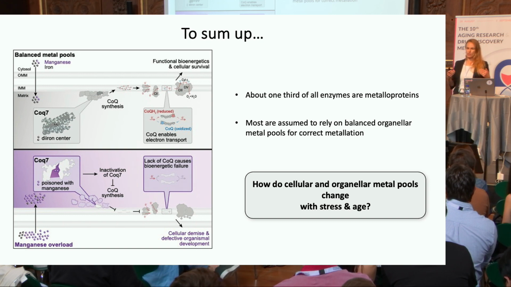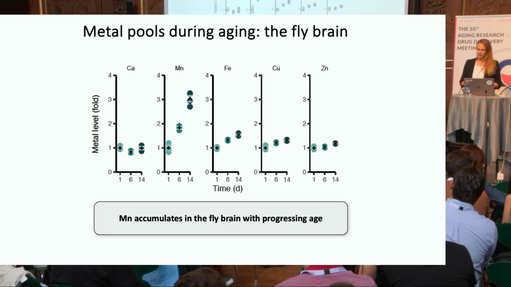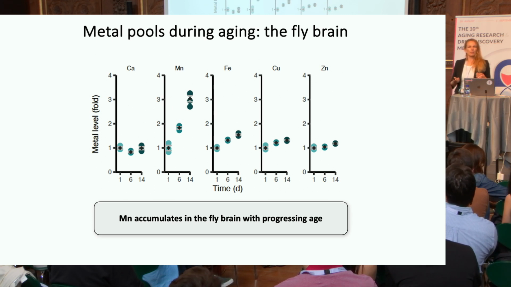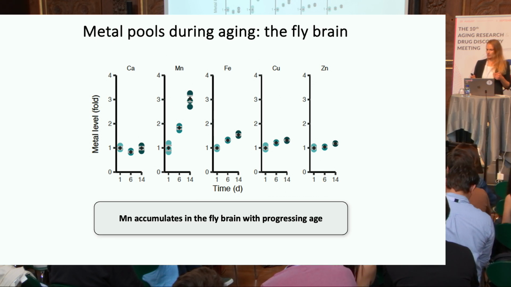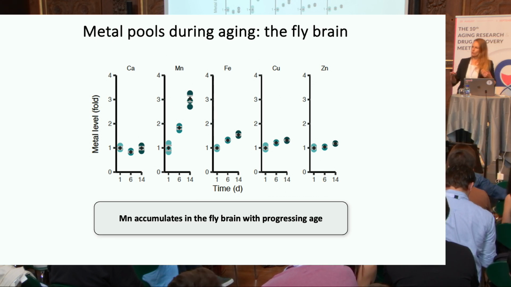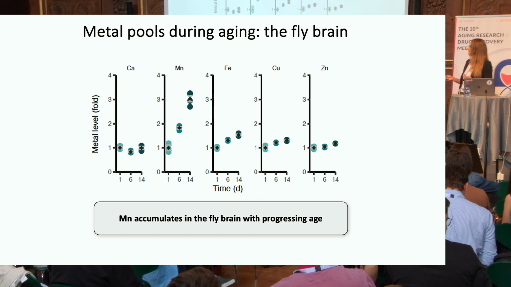This was, of course, upon challenging cells with manganese. So is this relevant during physiological aging as well? I do not know yet, but we have first data that indicate that in the fly brain, manganese actually accumulates with age. We know CoQ levels drop with age. Whether this is somehow related to this increase in manganese levels is, of course, unclear, but we are following that up right now.